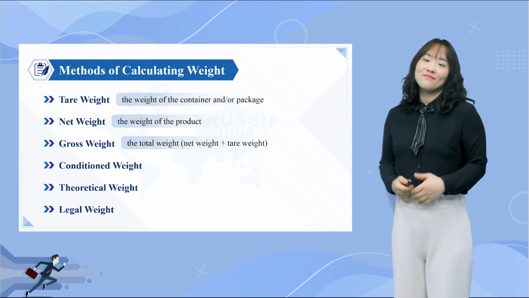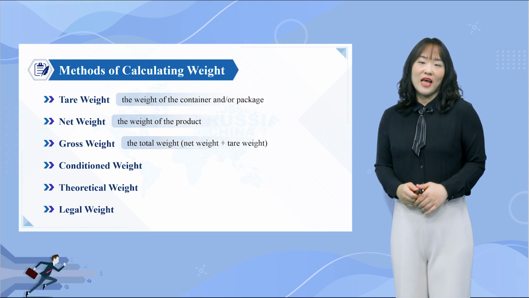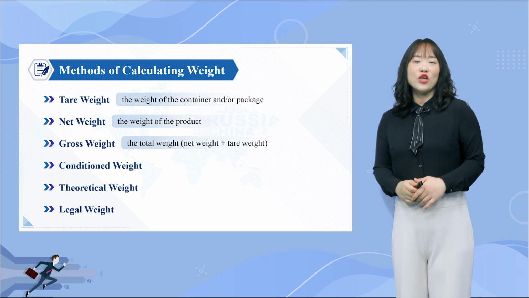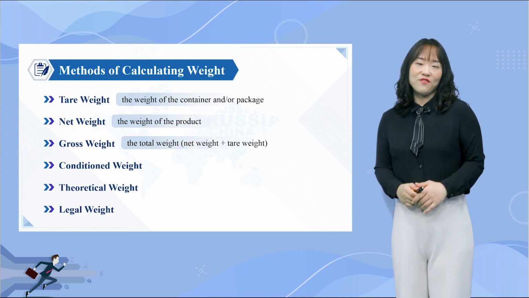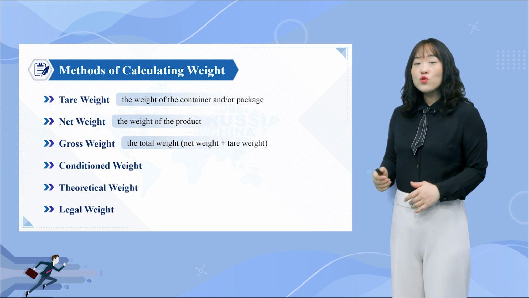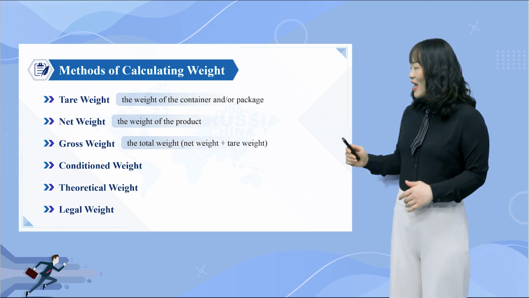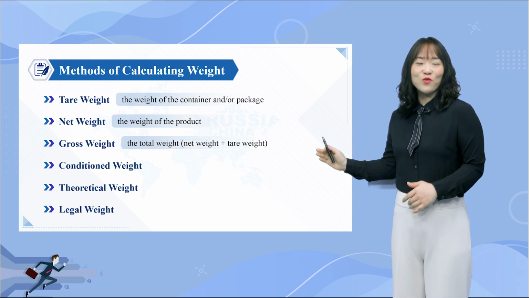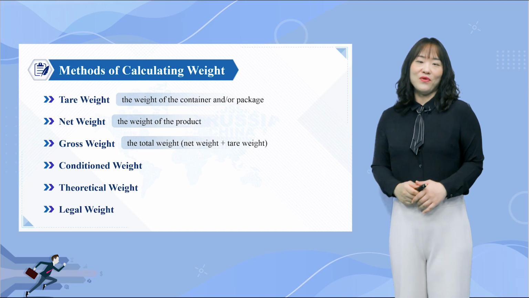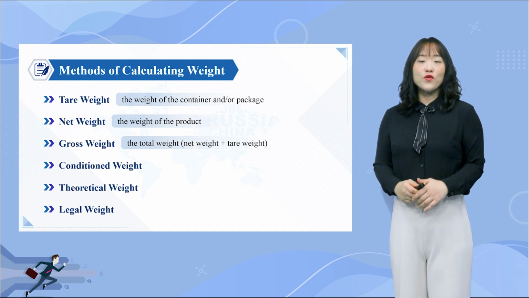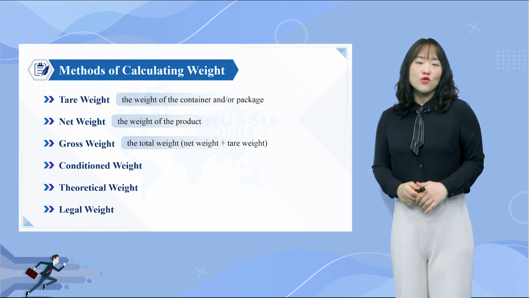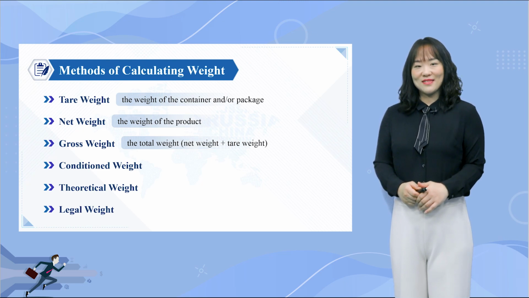Gross weight, as the name suggests, is the total weight of all the items in your shipment. You could mathematically define it as gross weight equals net weight plus tare weight. Therefore, this is the total weight of your shipment. That is, gross weight is the sum of the tare weight and the net weight.